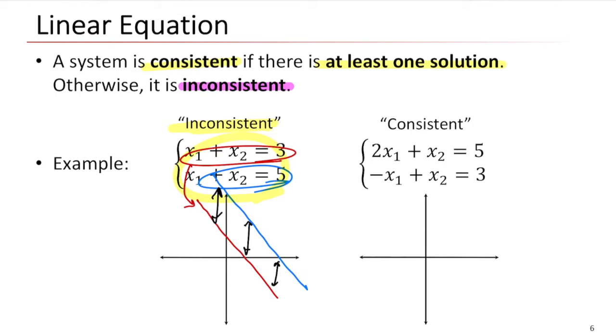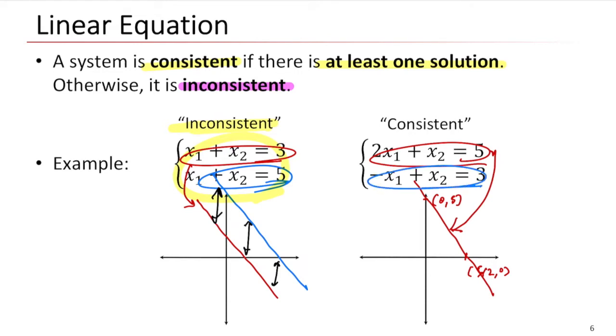Another case is like this. This first line looks like, let's see, the 0.5, and when x2 is equal to 0, the x1 should be 5 over 2, so 5 over 2, 0, something like this. This is the line for this equation. And another line looks like, how can we trace it? Looks like this, something like this. Please check whether this is correct or not.